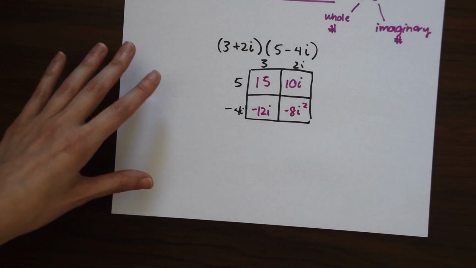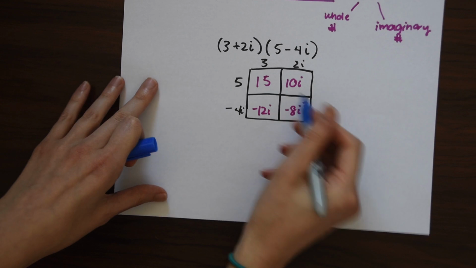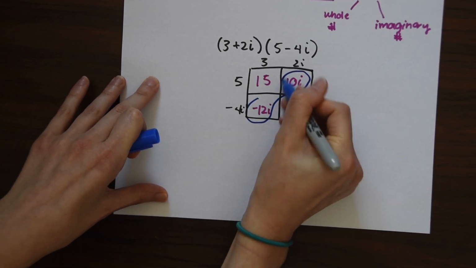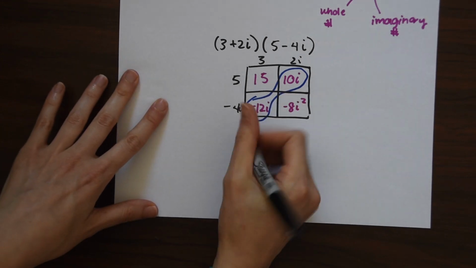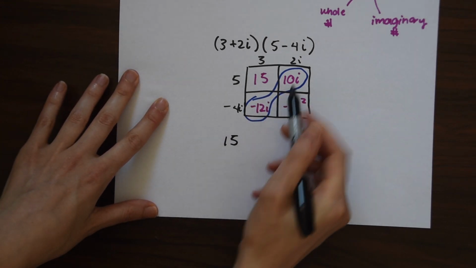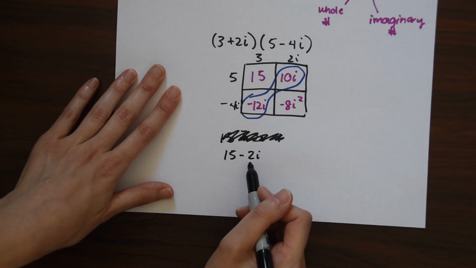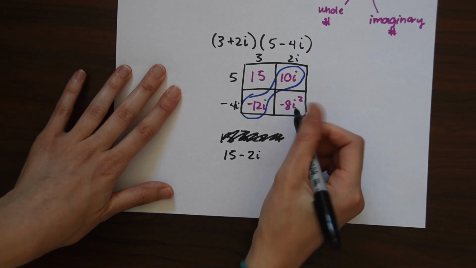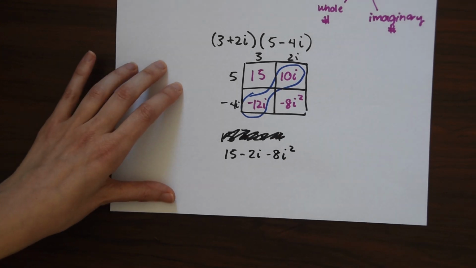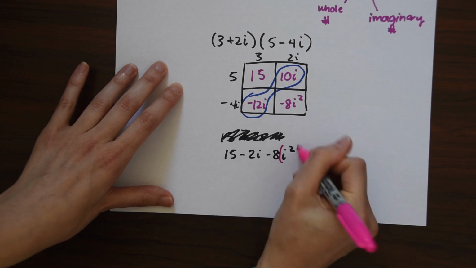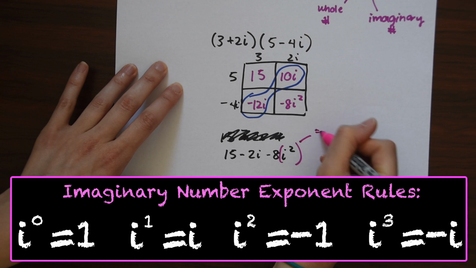Now we want to combine like terms, and our solution is everything in this box. Notice these two can be combined. So let's write our answer. We have 15 as our standalone number, and then combine our like terms. Negative 12i plus 10i will give us minus 2i, and then we have this minus 8i squared. Notice i squared, that looks familiar, right? Remember, i squared is really equal to negative 1.